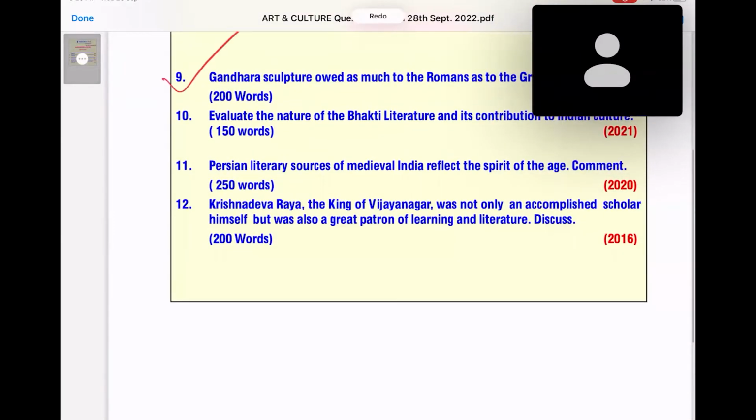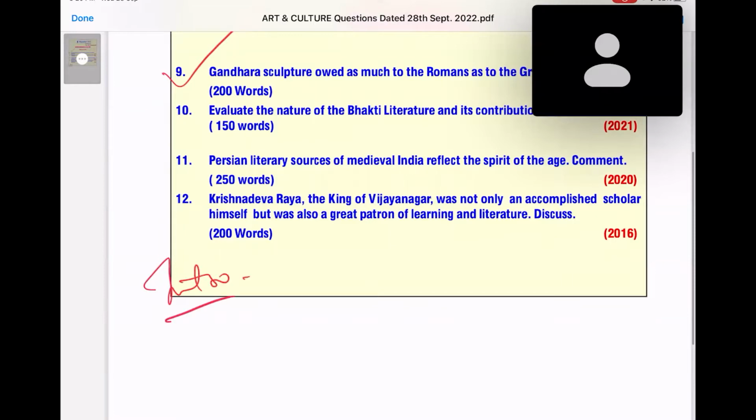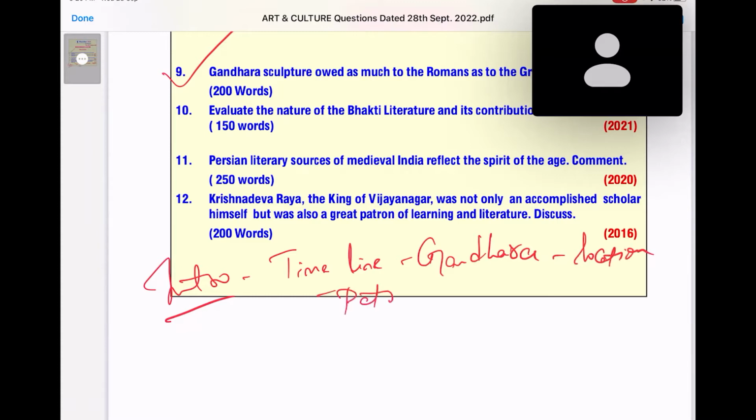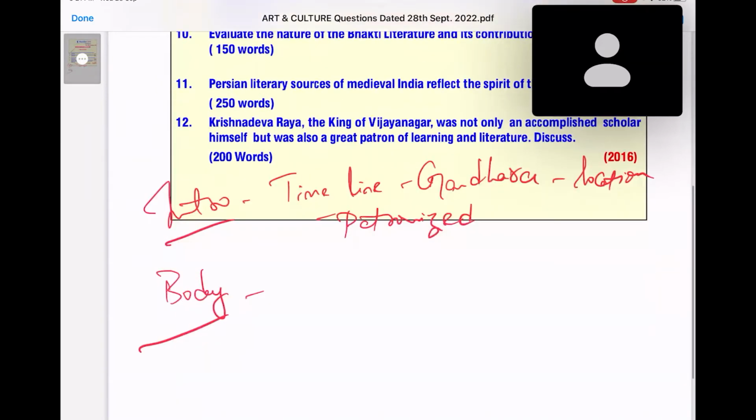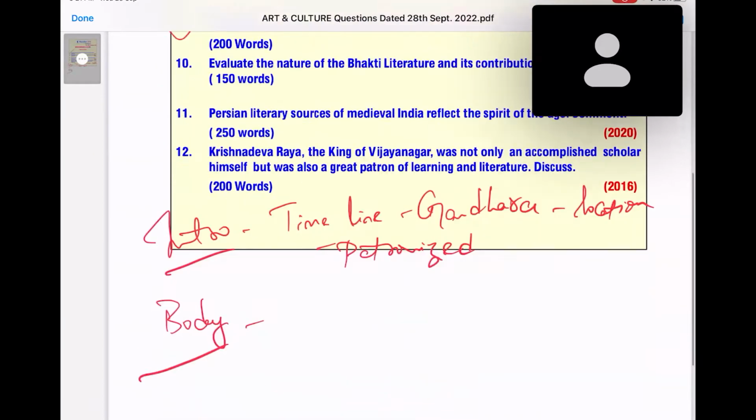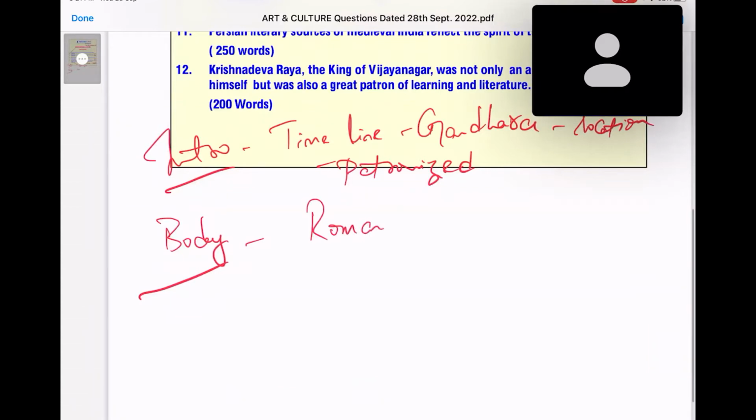Just to revise, in the introduction, you will write about the timeline of Gandhara School of Art, and its location, and who patronized it. In the body, here you will have the side headings of Romans or Central Asians, and then Greeks.